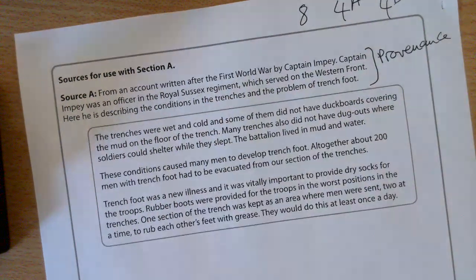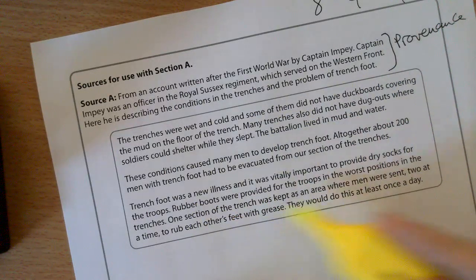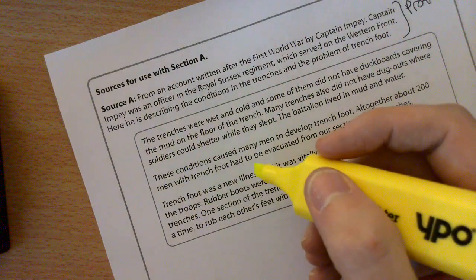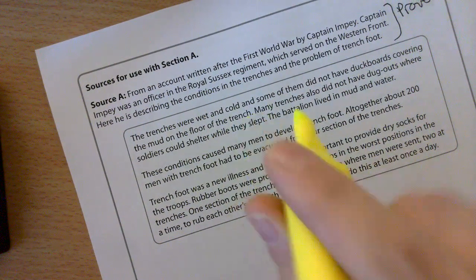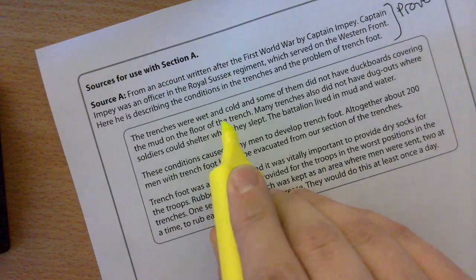I want to focus on the source itself first. So we call this the content of the source, what is literally in it. So I'm going to go through, and anything that tells me something about trench foot, I'm going to highlight it. The trenches were wet and cold.